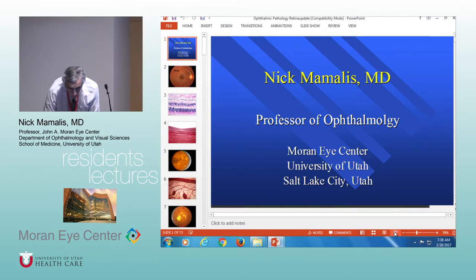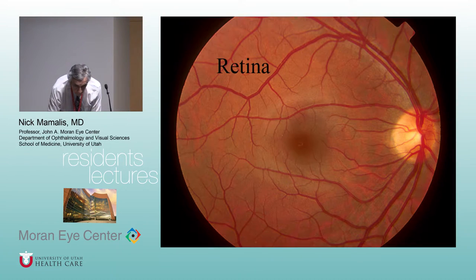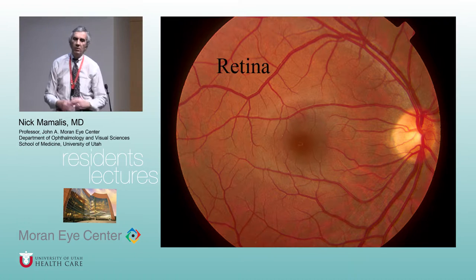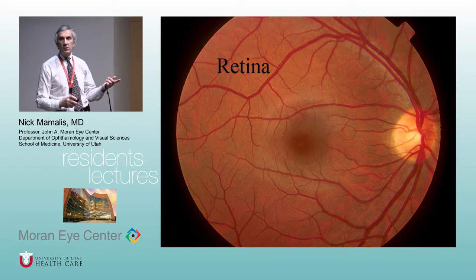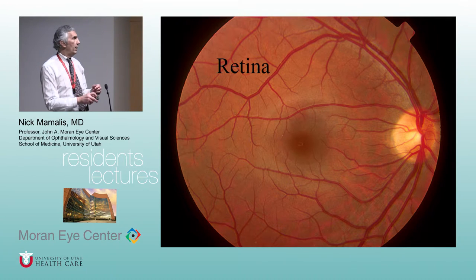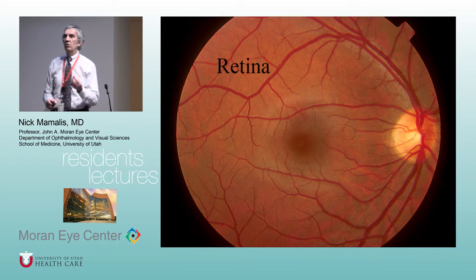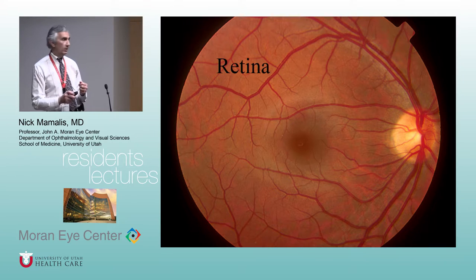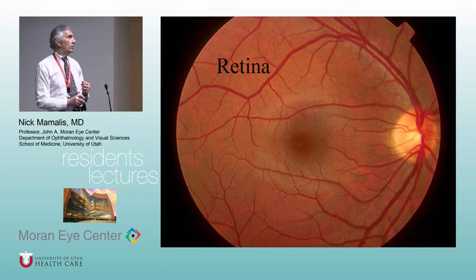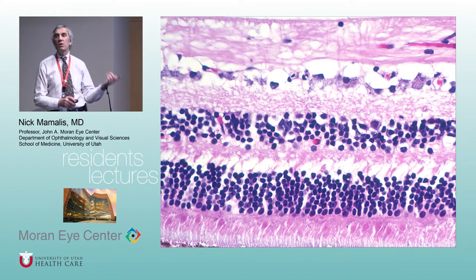All right, so now we're going to talk about the retina. So remember, different parts of the retina. To a retina person, the macula is the area within the arcades. To a pathologist, the macula is the area where the nerve fiber layer and the ganglion cell layer is more than one layer thick. So that's the view of the pathologist. Okay, so know your layers.